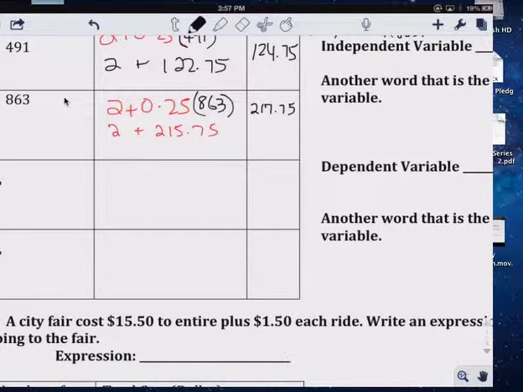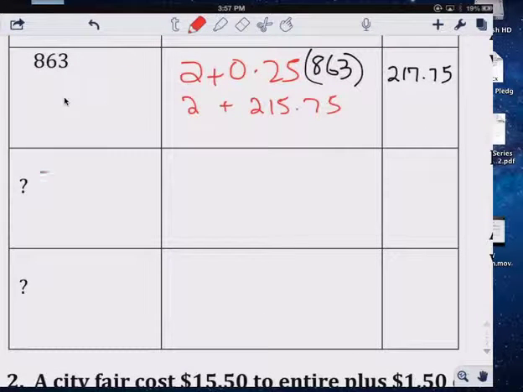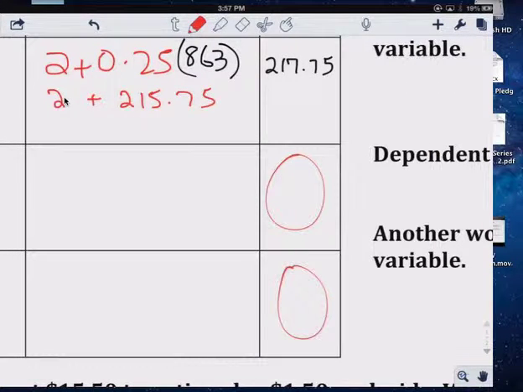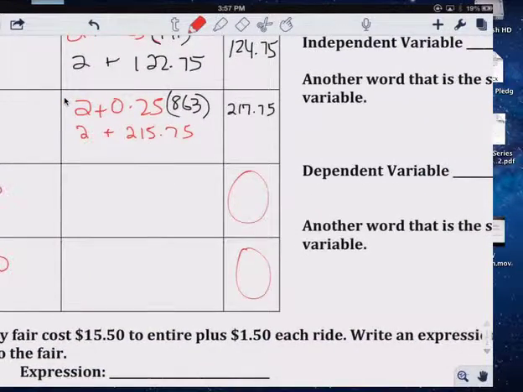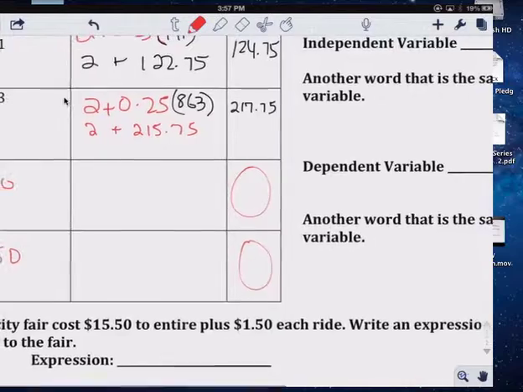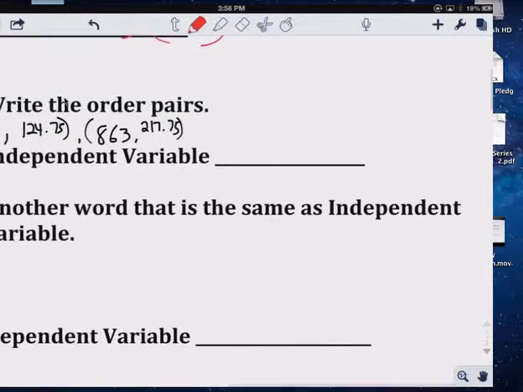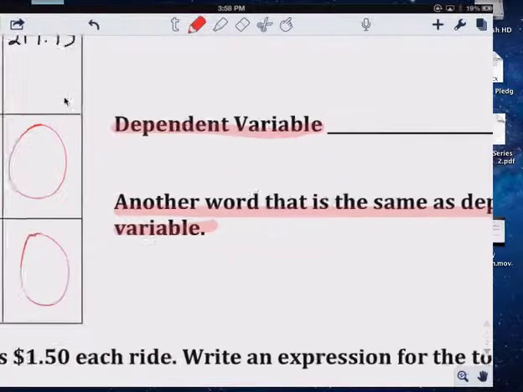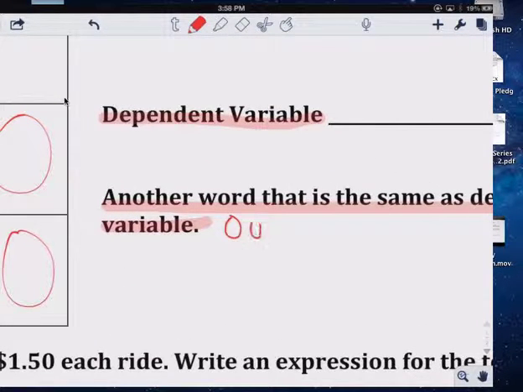Okay, now for the other two, you make up your own numbers. So I don't know how many minutes you want. You can put 20 and 50 or whatever number you need to find out the outcome, the dependent answers here, and then write the ordered pair in right there. Now, I'm going to start with dependent variable. Another word for dependent variable is outcome or output. Another word is output, or the answer if you want, whichever one you want to put.